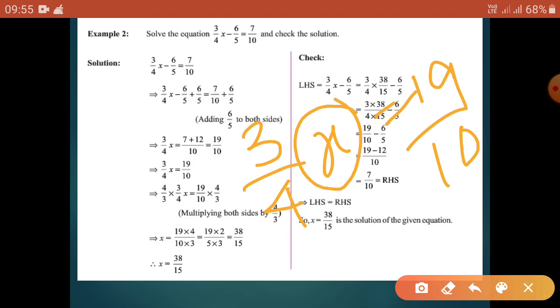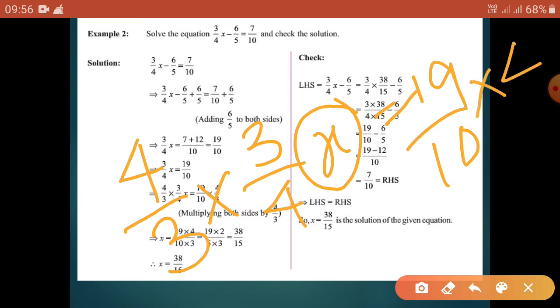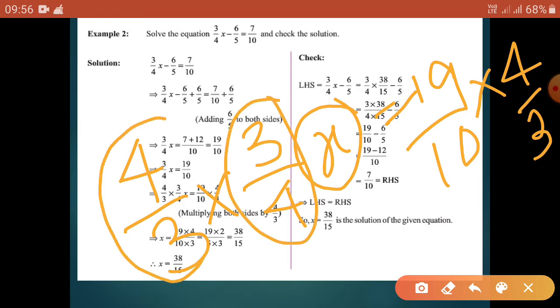On the left hand side it is 3x by 4, or you can say 3 by 4 multiplied with x. So we have to balance this 3 by 4. How to balance it? We have to multiply the reciprocal value of this value on both sides of the equation. Okay, so what is the reciprocal value of 3 by 4? That is 4 by 3. So we are multiplying 4 by 3 on both sides.